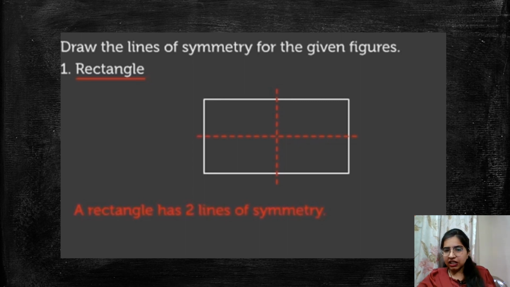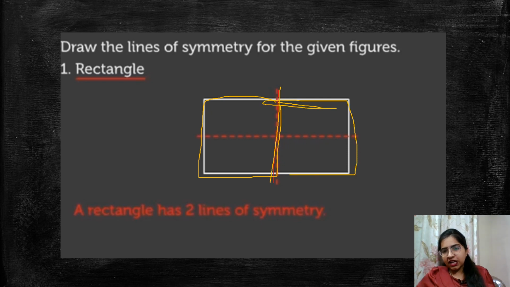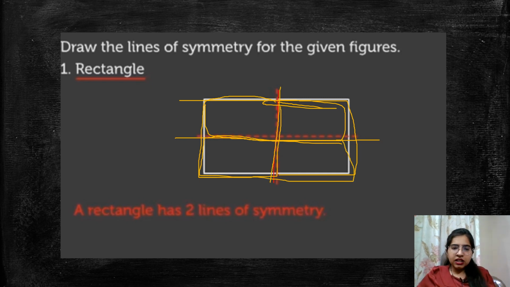This is the figure, this is a rectangle, you know very well. And what is the question? You have to draw the line of symmetry. When you divide like this, like I am dividing now with yellow color, this part is identical to the second part. This is called a line of symmetry. But the other line of symmetry is this. You can see the upper part is identical to the lower part, so this is also called a line of symmetry.